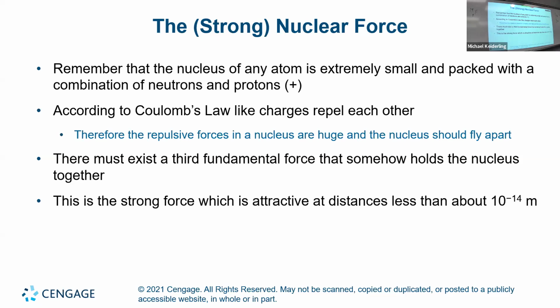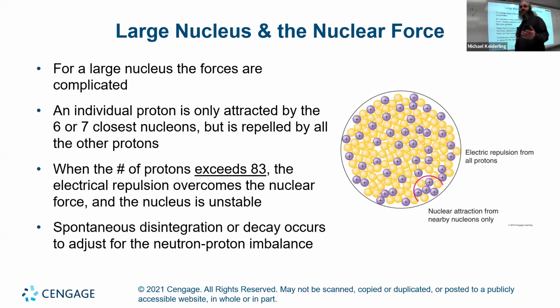This is the strong force, which is attractive at distances less than about 10 to the minus 14 meters. It's a little complicated. The strong force is more complicated than the electromagnetic force, but that's the general idea. It really only matters at distances about 10 to the minus 14 meters. So for a large nucleus, the forces get complicated. You have an individual proton that's only attracted by the closest 6 or 7 nucleons, but it's repelled by all the other protons, because of the short distance nature of the strong nuclear force.